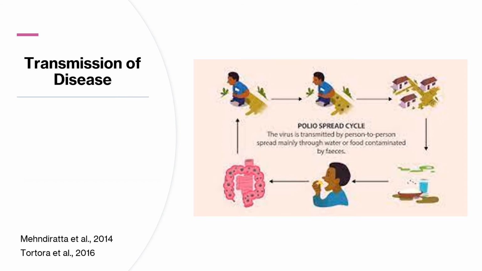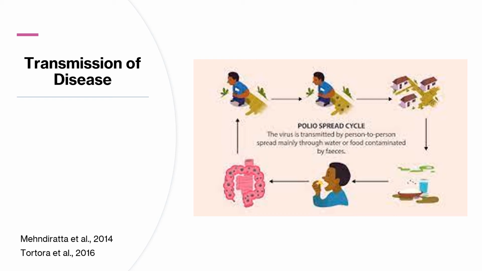Let's now discuss the transmission of the disease poliomyelitis. Poliomyelitis is transmitted through the fecal-oral route. The virus is able to spread rapidly in areas of poor sanitation. It usually appears during the summer months in temperate regions. Polio is primarily transmitted in ingested water that is contaminated with feces which contain the virus.